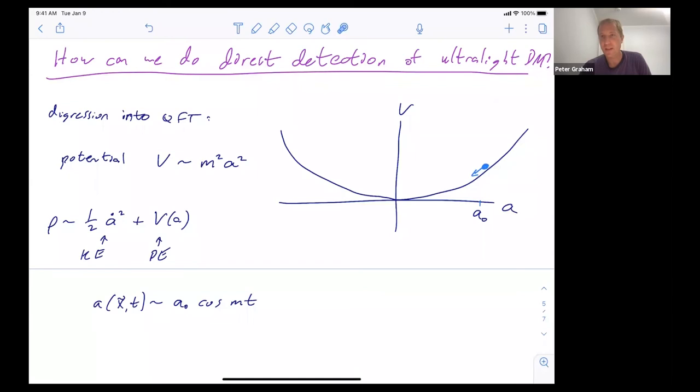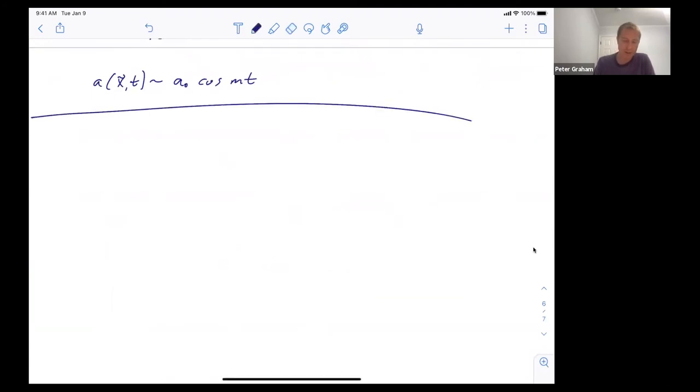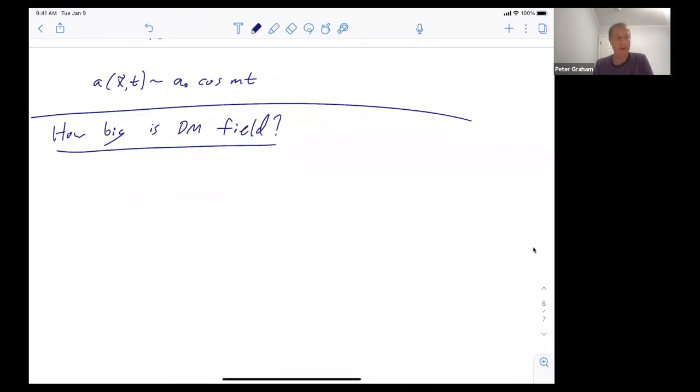Okay, so all right, now we know a little something about how the dark matter field works as a field. Now, to figure out how to detect it, we need to figure out how big it is, first. So how big is this dark matter field? Right, I need to know that.